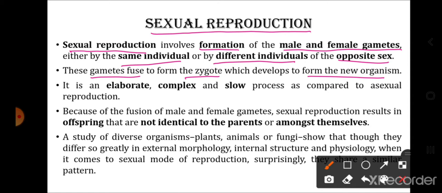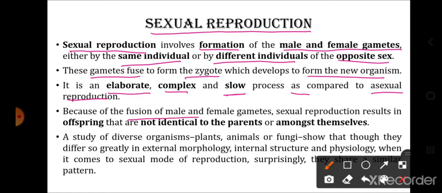Sexual reproduction is an elaborate process, that is, it is a detailed, complex, very long process. It is a complex and slow process as compared to asexual reproduction. In comparison to asexual reproduction, sexual reproduction is a very long process, that is, an elaborate process. It is a complex process as well as a very slow process.